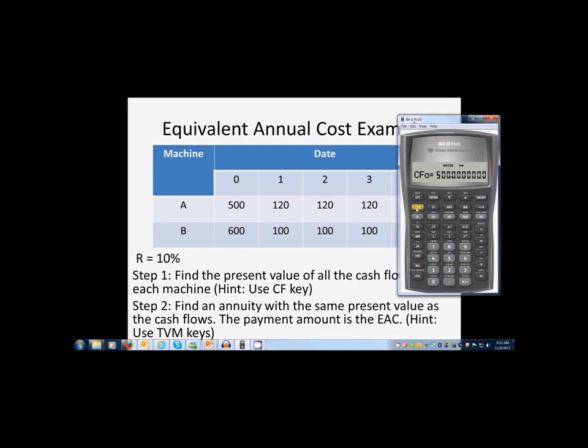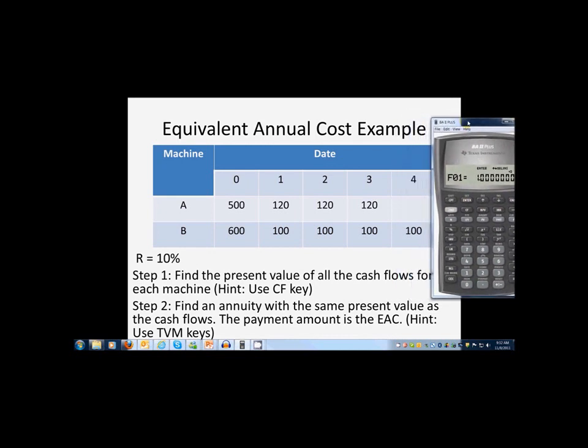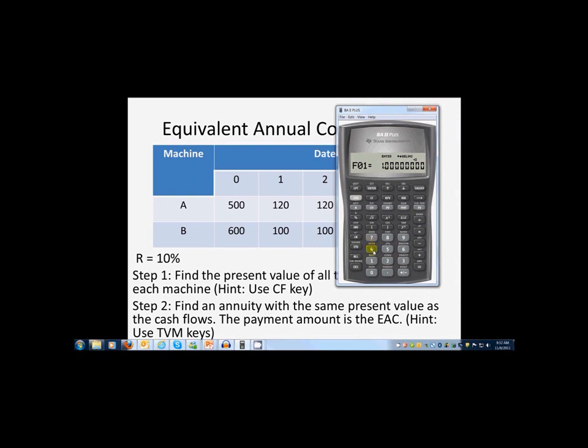Project B. Let's go with CF second clear work. And we're going to do 600 for CF0, and then we're going to do 100 for C01, arrow down. This time F01 is 4 because that cash flow shows up 4 times. Now we're ready to do NPV. Required rate of return is 10. We're going to arrow down and compute. This time the NPV, or the present value of all those cash flows, is $916.99.